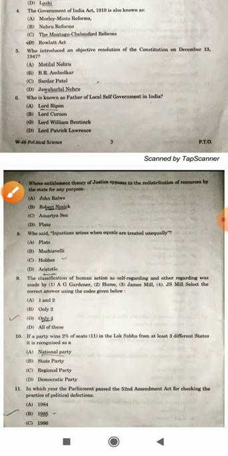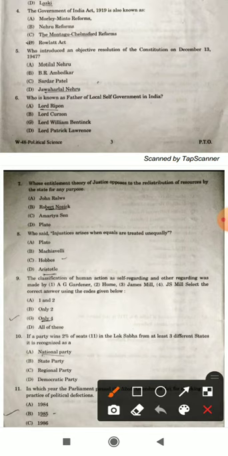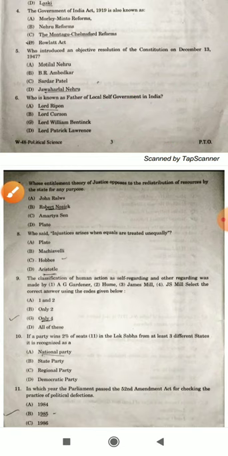Question number 6. Who is known as the father of local self-government in India? Answer is A. Lord Ripon.